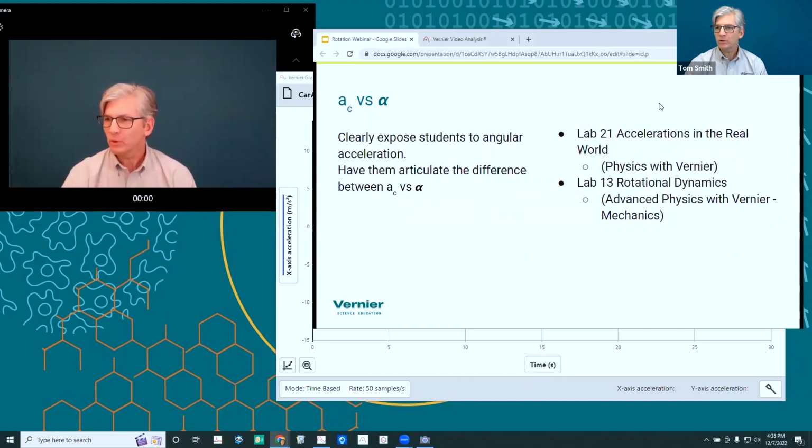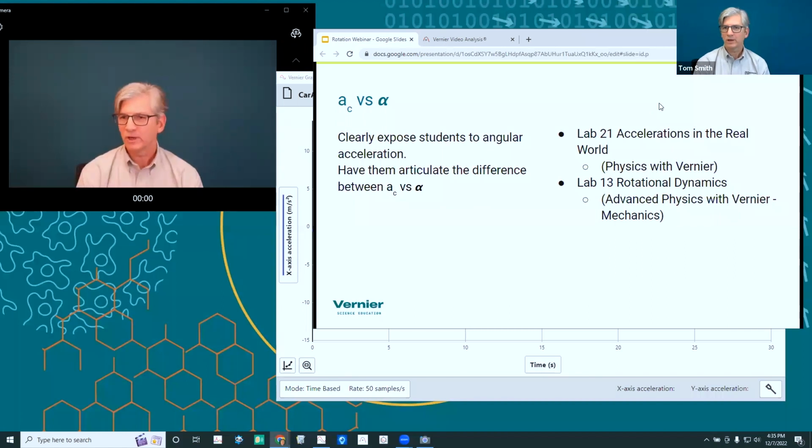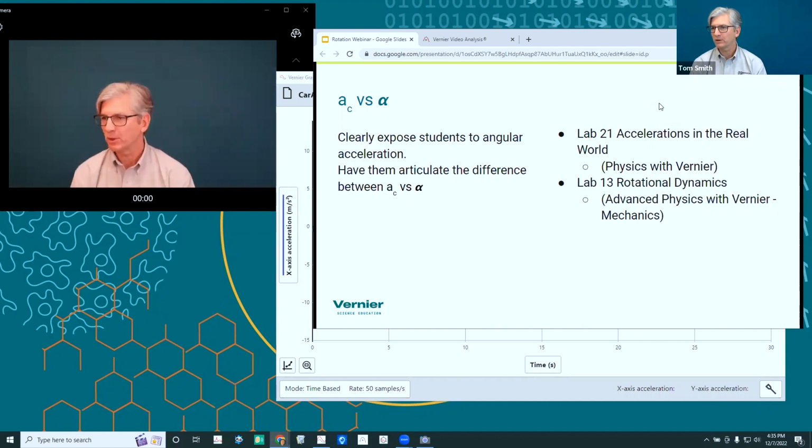The other real world application that we highly recommend, and probably safer than driving around in a parking lot, is to go to an amusement park. If you happen to have one available close by, taking the Go Direct accelerometer is a great way to just get some sense of three-dimensional accelerations as you're going around a roller coaster, for example. A lot of different examples in an amusement park for that type of investigation.